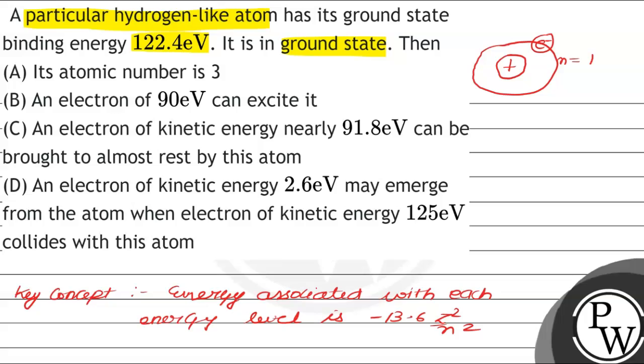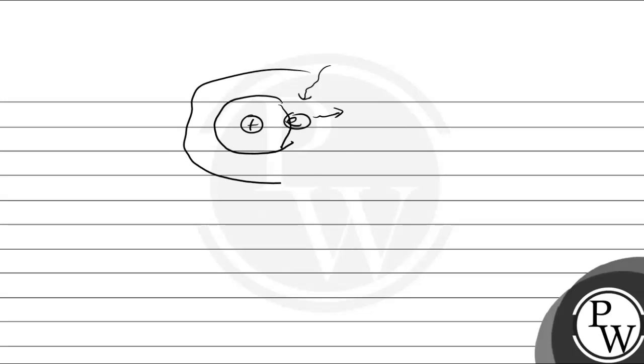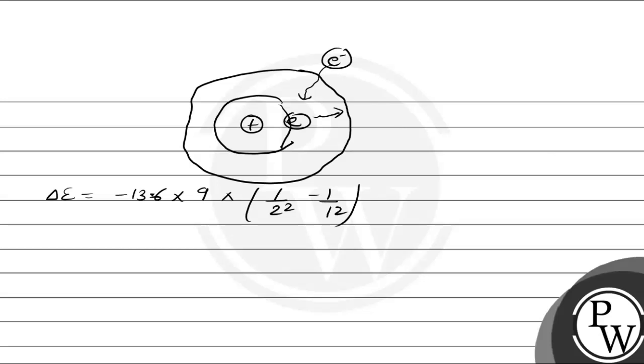Let's check option B, C. An electron of 90 electron volt can excite it. So students, let's check if an electron can excite this revolving electron to higher orbits or not. For that, let's check the minimum case, that if this electron has sufficient energy to transfer this electron to even second energy level or not. For that, n final will be 2. So delta E equals to minus 13.6, and Z we have calculated 3. So this will be 3 square is 9, and 1 upon n final square, 2 square, minus 1 upon 1 square, where 1 is initial ground state energy level. This is minus 13.6 into 9 into 1 upon 4 minus 1 upon 1 is 1. So this is minus 13.6 into 9 into minus 3/4.